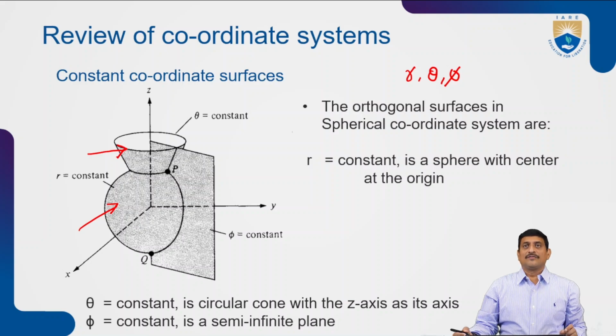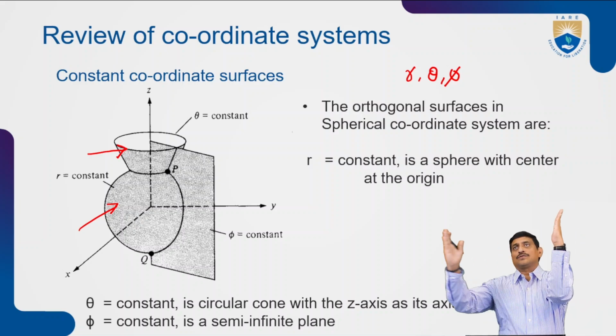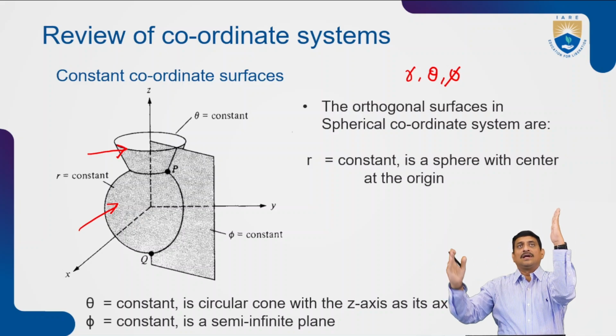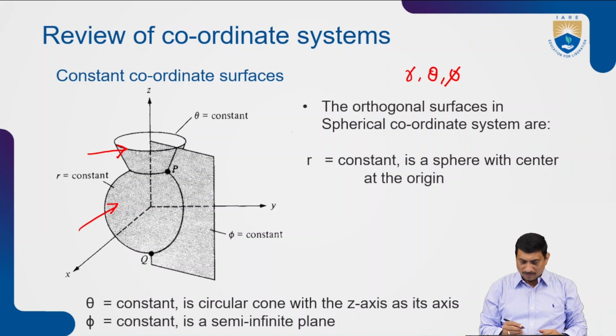In a similar way, if I keep phi equal to constant and vary r as well as theta, r is a variable which is changing from 0 to infinity and theta varies from 0 to pi. So 0 to pi in this direction and again it goes from 0 to infinity. I will get only a semi-infinite plane, which is the same as in the cylindrical coordinate system. So phi equal to constant gives us a semi-infinite plane.